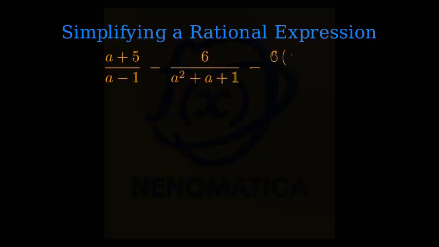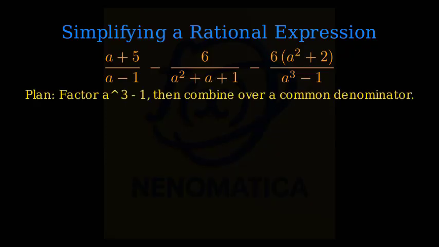Notice the mix of denominators: a minus 1, a squared plus a plus 1, and a cubed minus 1. Our strategy is to factor the cubic denominator and then bring everything to a single common denominator. First, factor a cubed minus 1 using the difference of cubes formula.